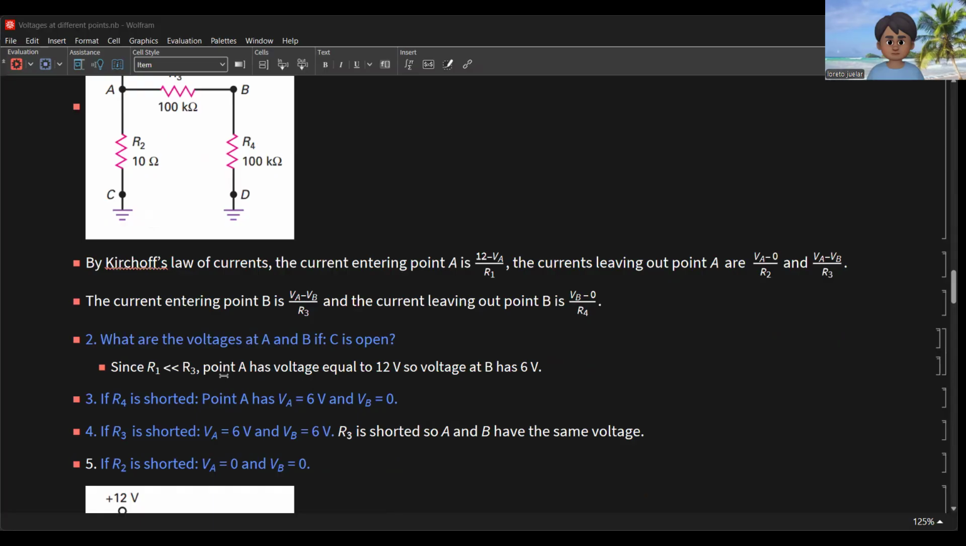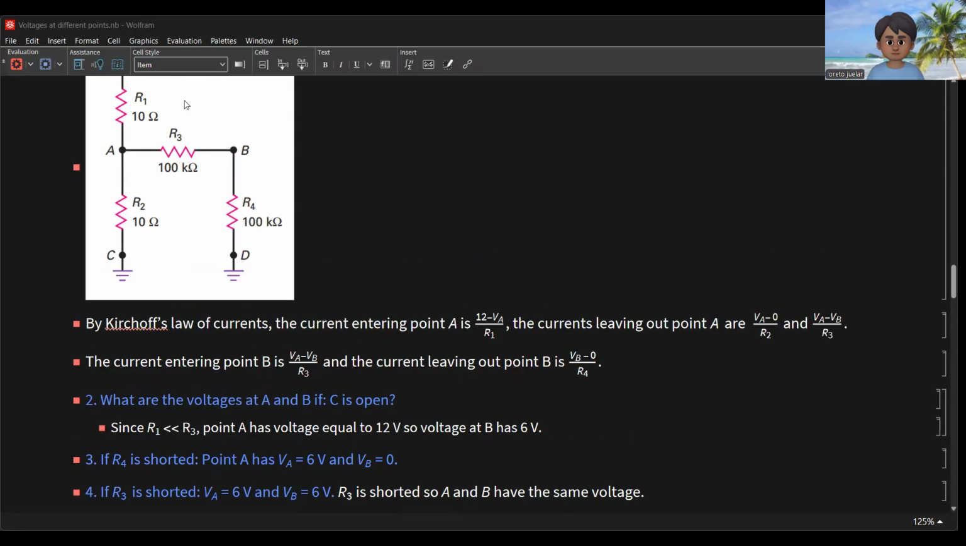Okay, question number 2. What are the voltages at point A and B if C is open? So if C is open, R1 is much less than R3. So point A has a voltage equal to 12 volts. So the voltage at point B is 3 volts, because the 12 volts will be equally distributed here.